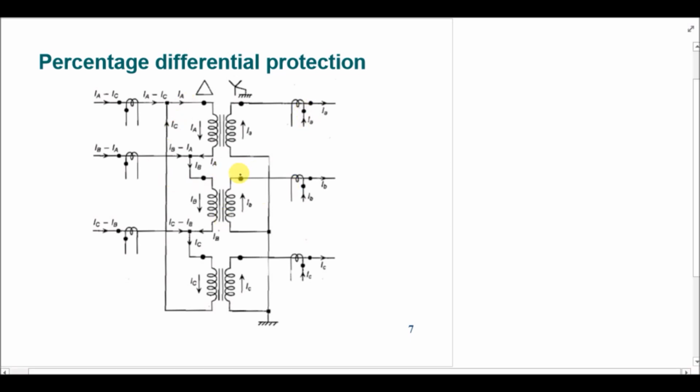this is the final current depiction in the 3-phase transformer. On the delta side, the phase current is capital IA and the line current is IA minus IC. Similarly, on the Y side, we have the same phase current as well as the line current, and this same current is being measured by the CT. But this CT is actually measuring IA minus IC that we have discussed before.